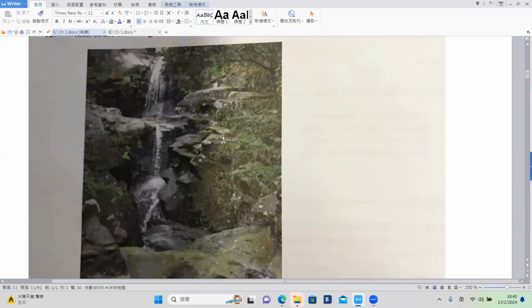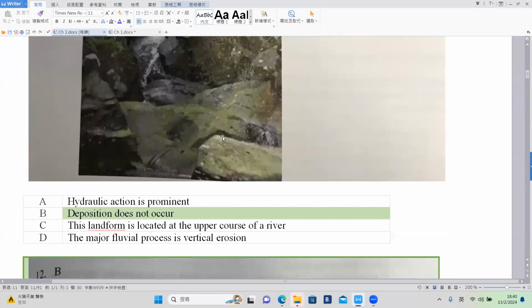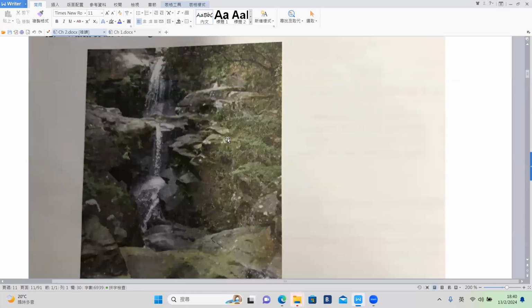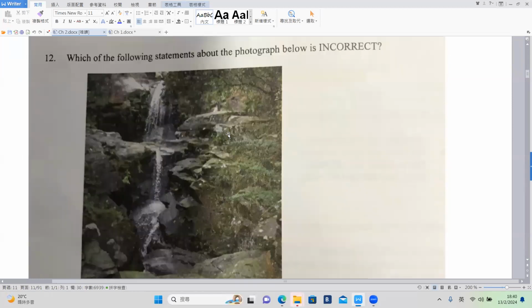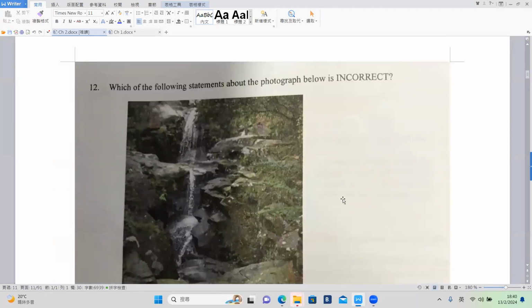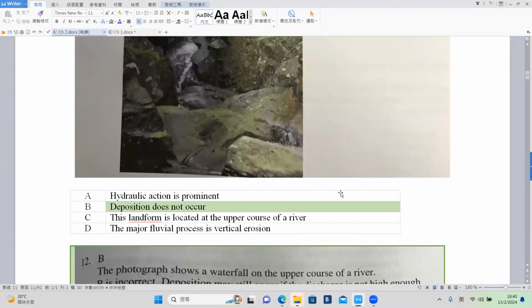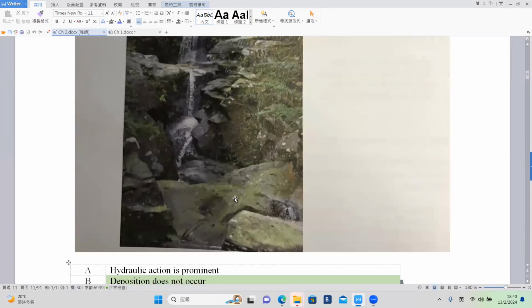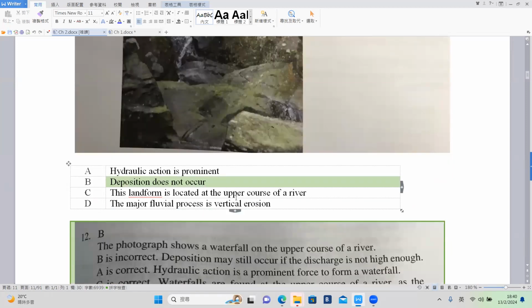Okay, this is waterfall, and then which of the following statements are incorrect? Sorry. Okay, hydraulic action is prominent. If we are talking about erosion, bear in mind hydraulic action is also existing. Deposition does not occur, it is still occurring. If we are not having enough discharge, very tricky.